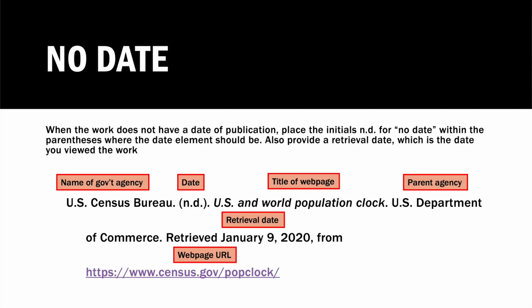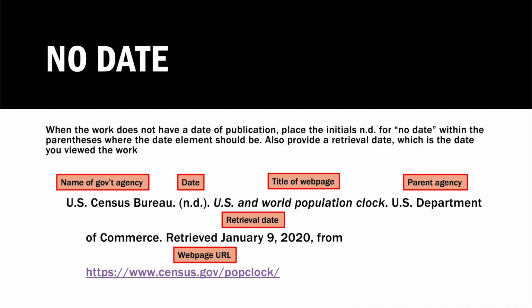No date. When the work does not have a date of publication, place the initials ND for no date within the parentheses where the date element should be. Also, provide a retrieval date, which is the date you viewed the work. In this example, we have the name of the government agency, U.S. Census Bureau, the date, which is ND because there is no date, and you'll note that N and D are separated by two periods. They are still within a set of parentheses, just like the traditional date, and at the end of the parentheses we have a period outside.